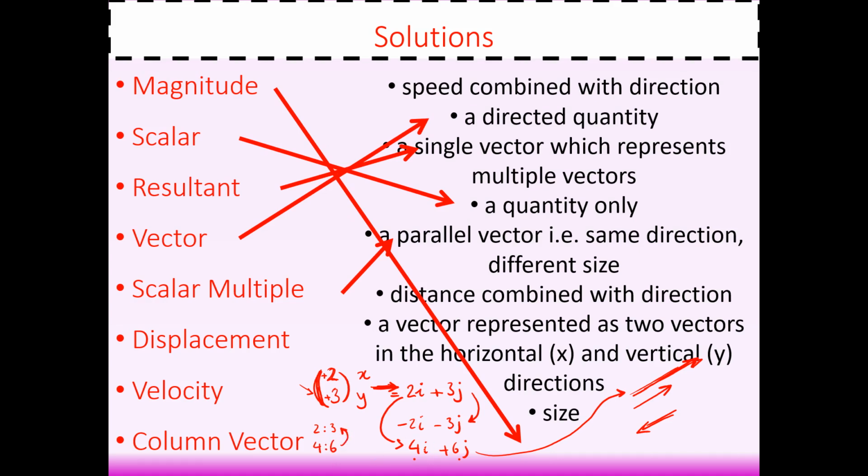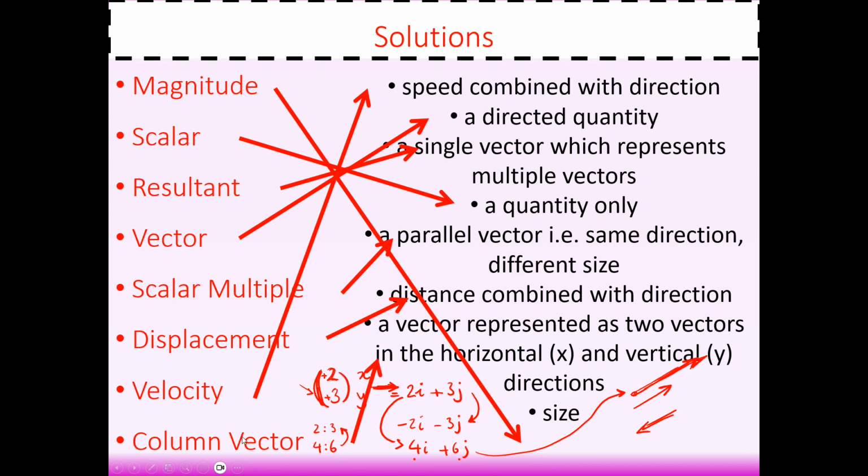You can think of it as the ratio that's telling us the direction. The ratio tells us the direction, and I'll tell you how to find the magnitude later. Okay, so displacement is just a word related to applied maths and physics. Displacement is a distance combined with direction, all right? And velocity, another word from applied maths, is the speed combined with direction.